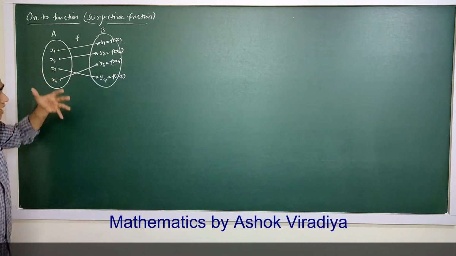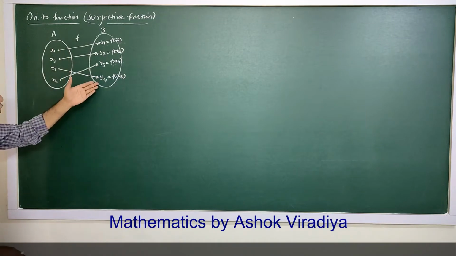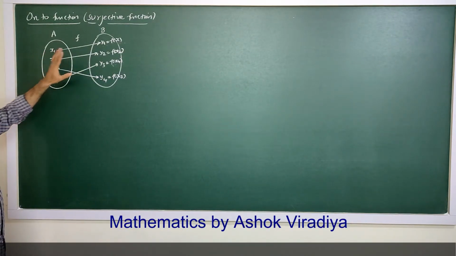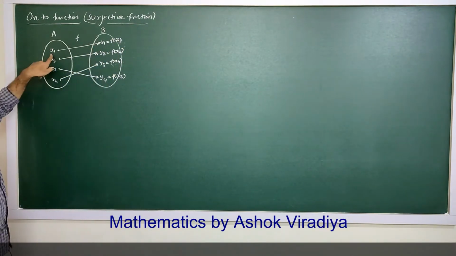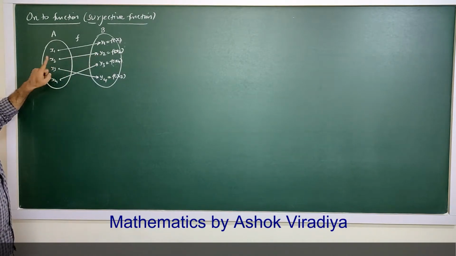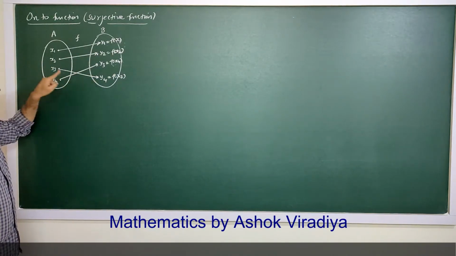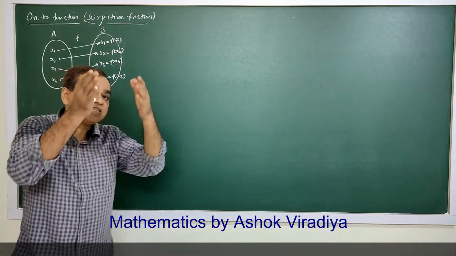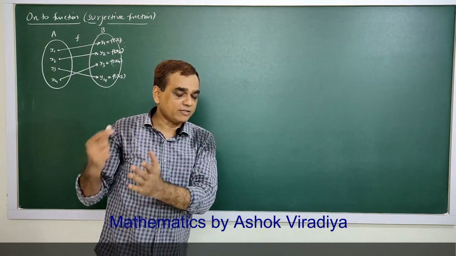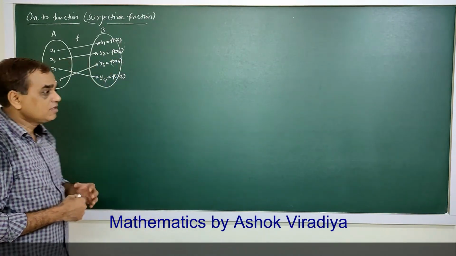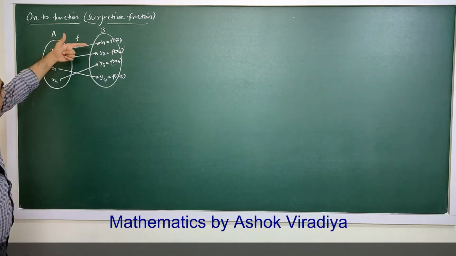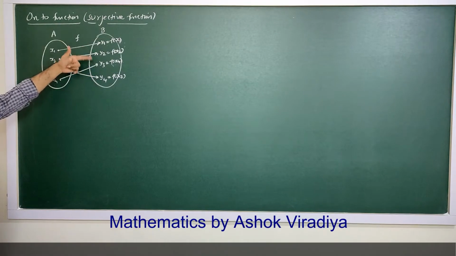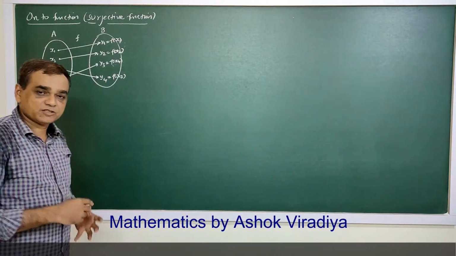Every element of the codomain is the image of someone from the domain. y1 is the image of x1. So we say the pre-image of y1 is x1, pre-image of y2 is x2, pre-image of y3 is x4, pre-image of y4 is x3. So the pre-image of every element of the codomain exists in the domain. So this function is said to be an onto function. Every element must be an image. No one should be left in the codomain. Every element of the codomain must be an image.